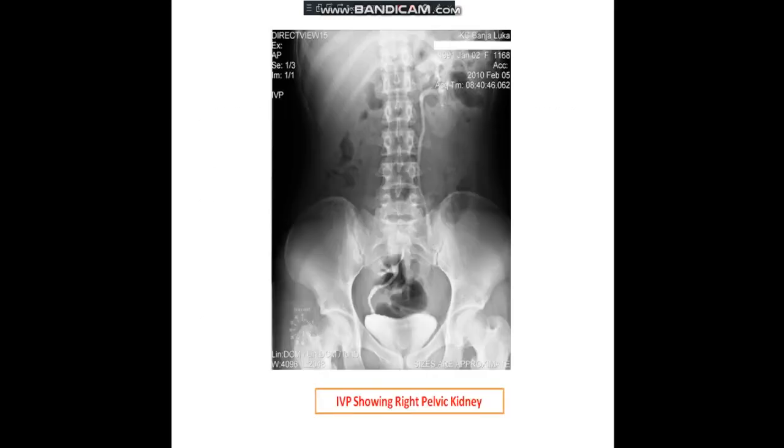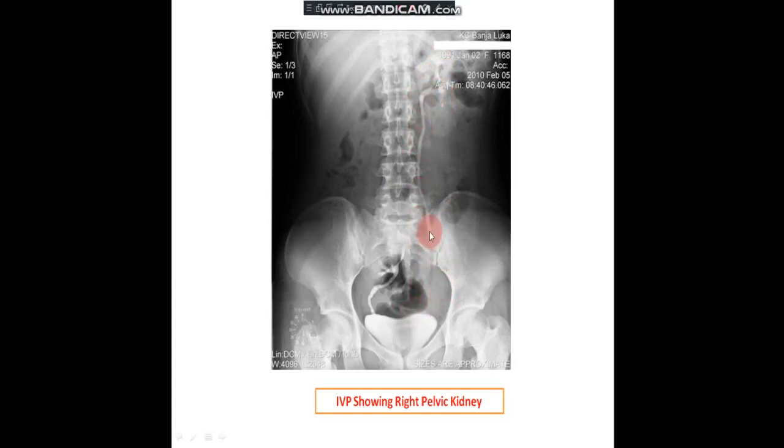So this was the intravenous pyelography of the same case. Basically, it is a contrast given intravenously, which is excreted by the kidneys. So when the uroexcretory system is functioning normally, it will show the various parts of the kidneys and the ureters as well as the urinary bladder.